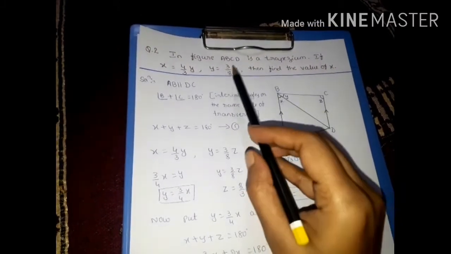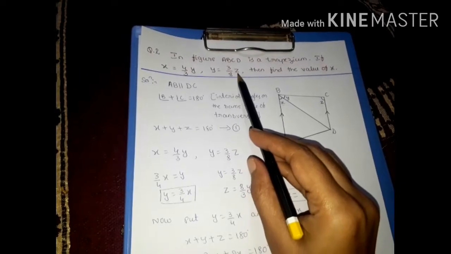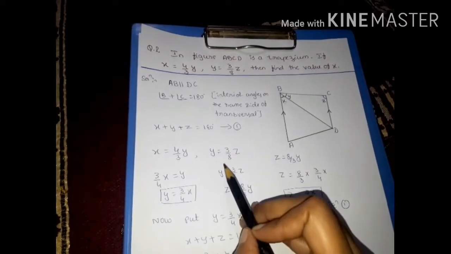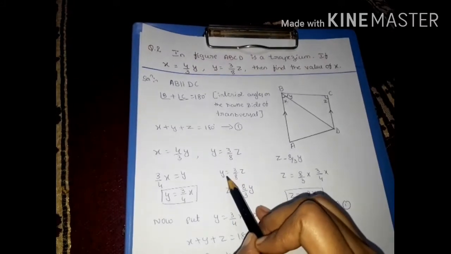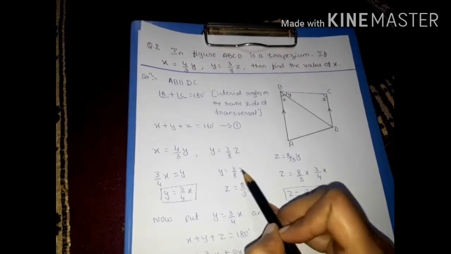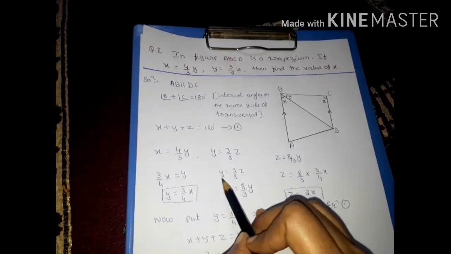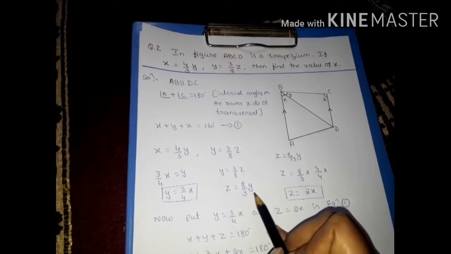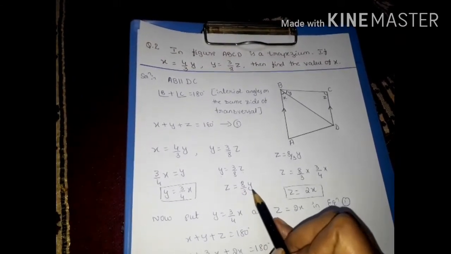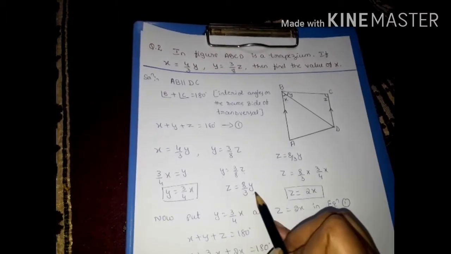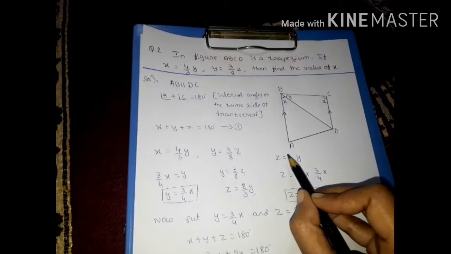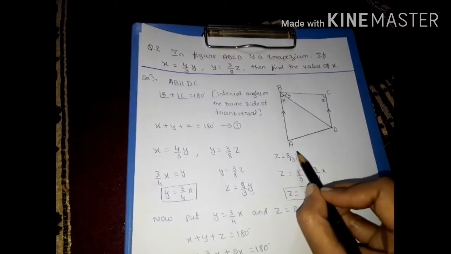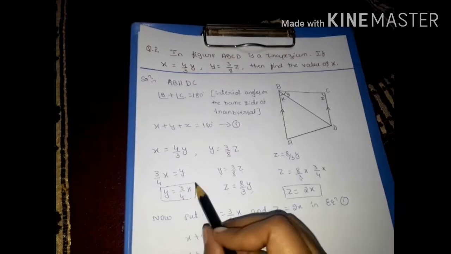Next, they gave y equals 3 by 8z. Only we need the z value. Keep z here, and 3 by 8 taken to the LHS side becomes 8 by 3 reciprocal, so z equals 8 by 3y. Again we got z in terms of y. So we have to convert the z value also in terms of x. Then what we have to do? Again, write z equals 8 by 3y as it is, and the y value we got in terms of x.